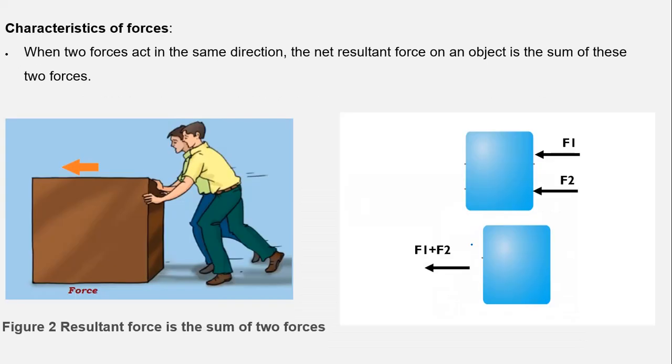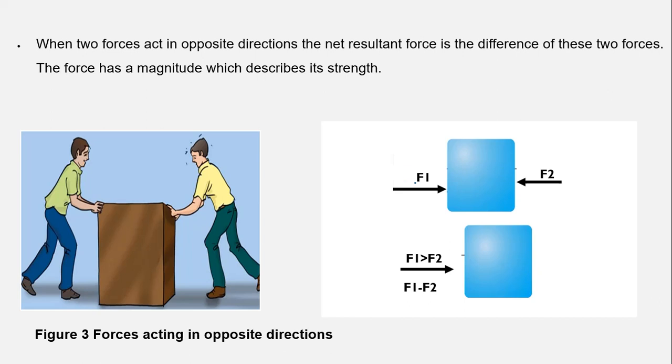Now, characteristics of force: when two forces act in the same direction, the resultant force will be the sum of the two forces. Here two persons apply forces F1 and F2 in the same direction. So the resultant is the sum of the two forces, that means F1 plus F2.